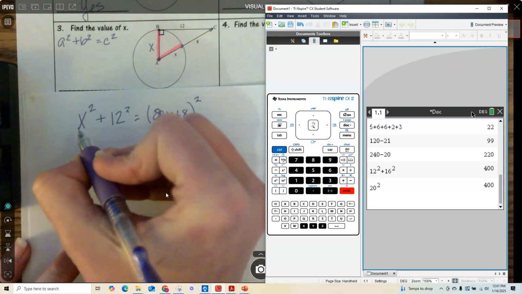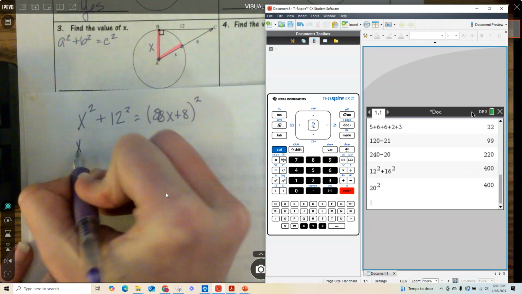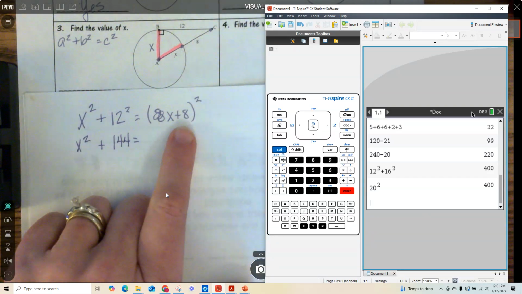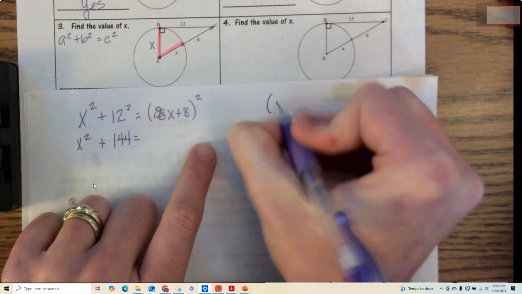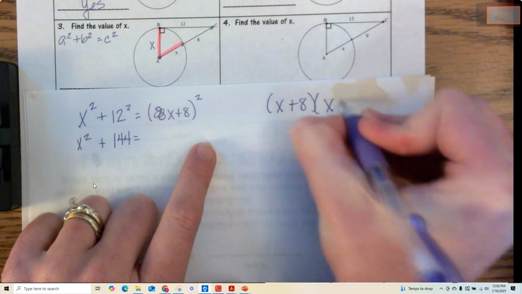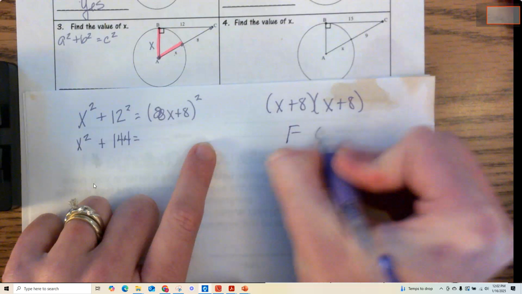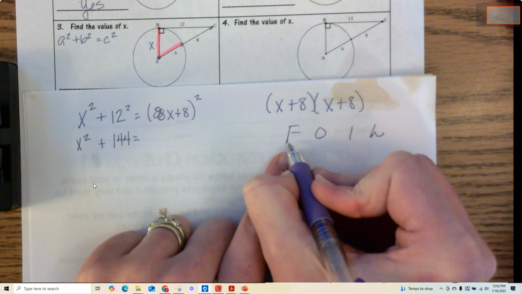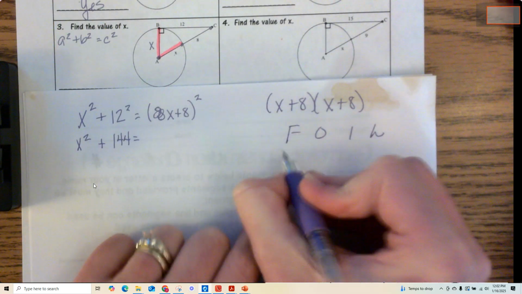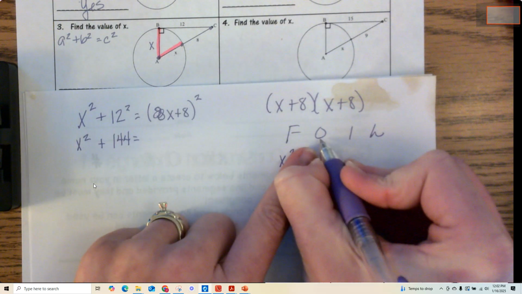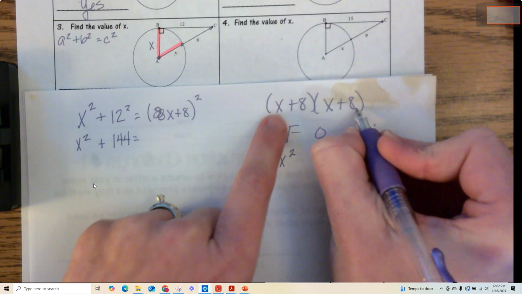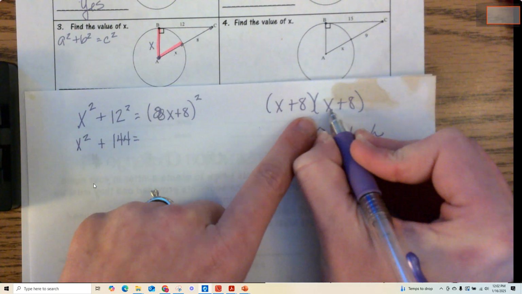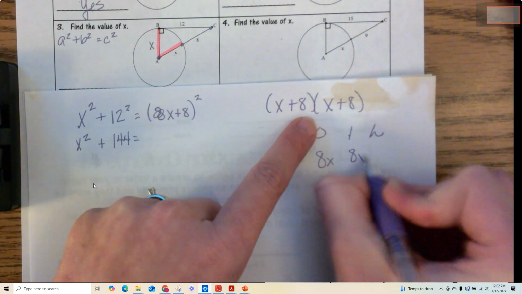Okay? So x squared, nothing changes there. 12 squared is 144. X plus 8 squared is x plus 8 times x plus 8. You remember FOIL from last year? It's coming back. F is first, so the first 2 pieces. X times x is x squared. O is outside, the outside pieces. X times 8 is 8x. I is the inside pieces. 8 times x is 8x.